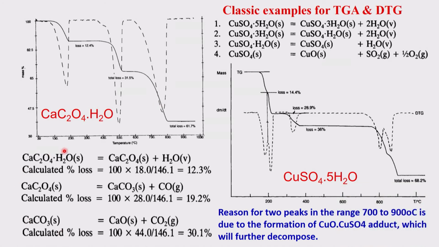So, loss of water, decomposition of oxalate, decomposition of carbonate. You have not started with carbonate, but carbonate is formed in the middle. So, you have to take care of that as well. And this carbonate will further break down to calcium oxide plus carbon dioxide, and if you take this weight percentage, it will come to 30. So, this is 30, this was earlier 31.5, so 61.6, totally you can see 61.7.